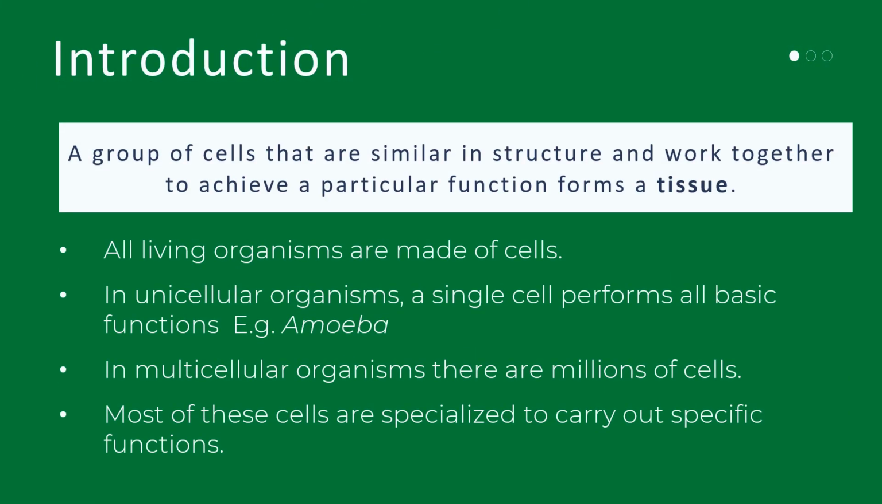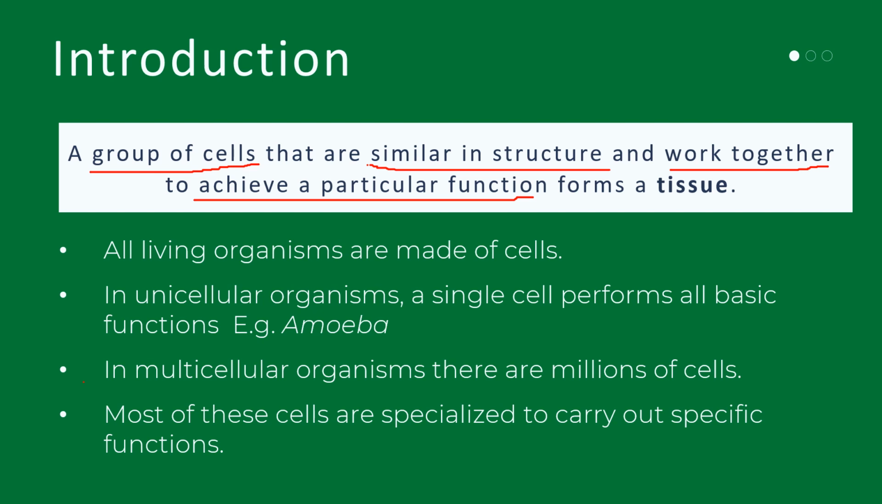So what is a tissue and how are we going to define it? There are three things which actually help in defining tissue. The first thing is that tissue is a group of cells, in which all the cells are similar in structure and they all work together as a team to achieve a particular function. So a group of cells which are similar in structure and work together to achieve a specific function forms a tissue. All living organisms are made up of cells.